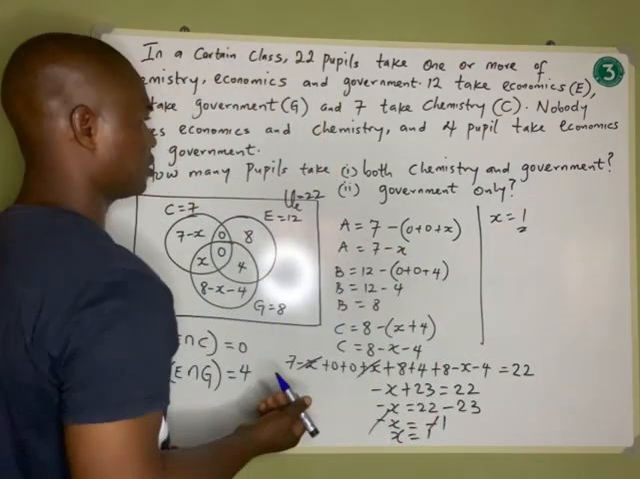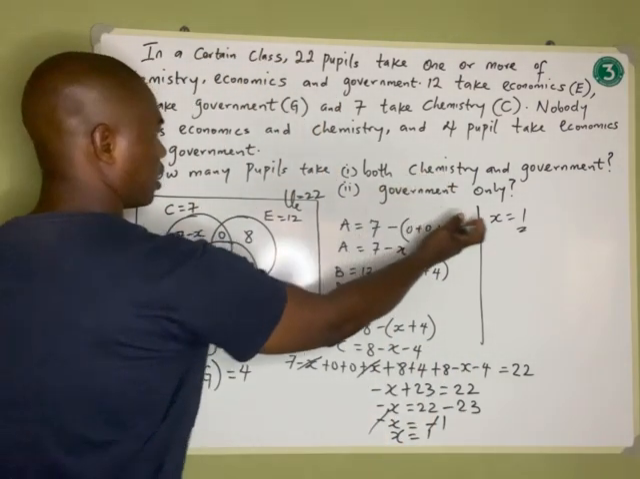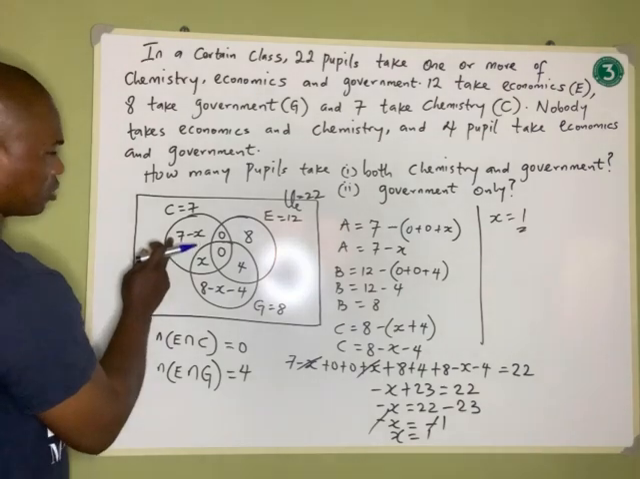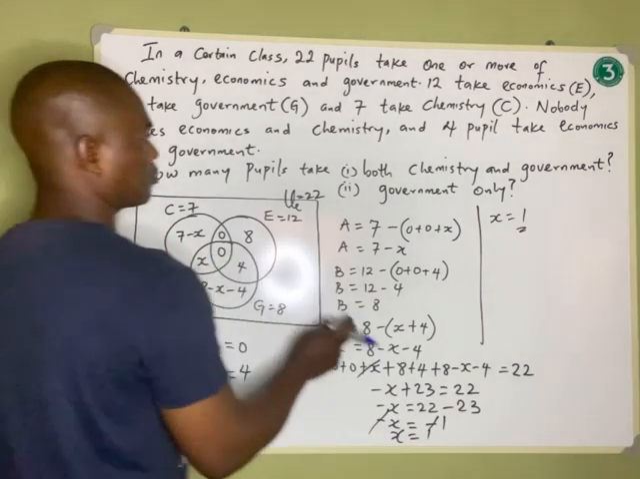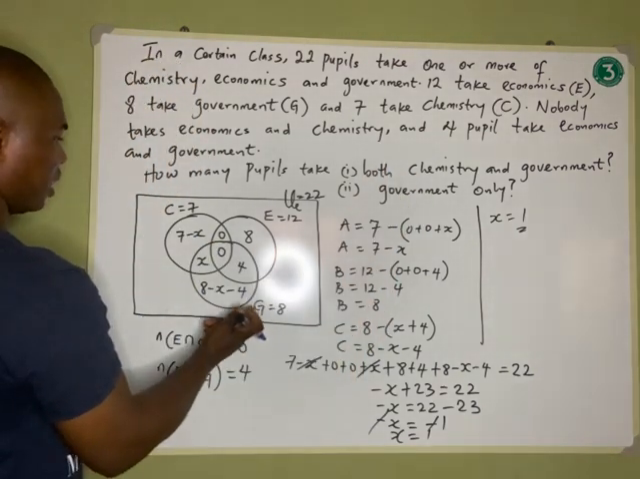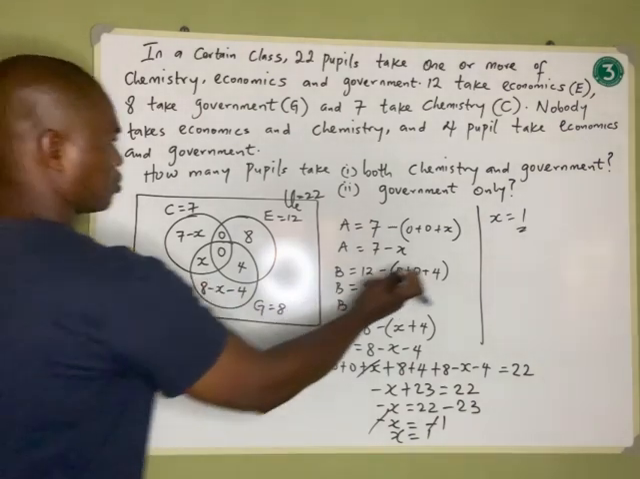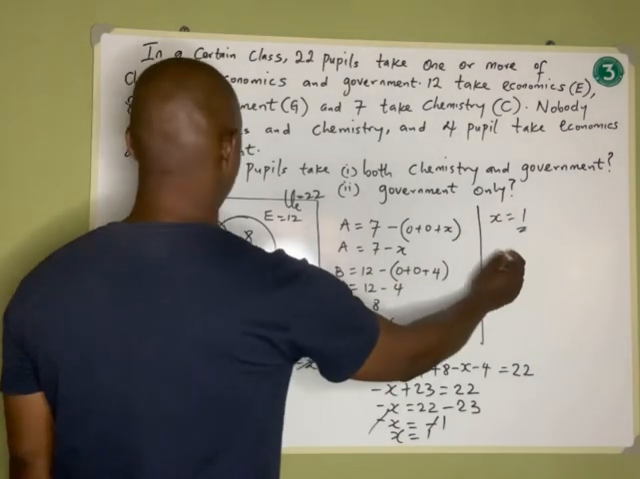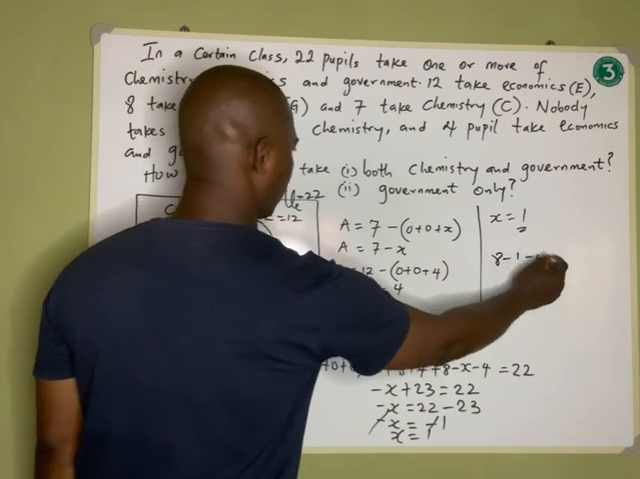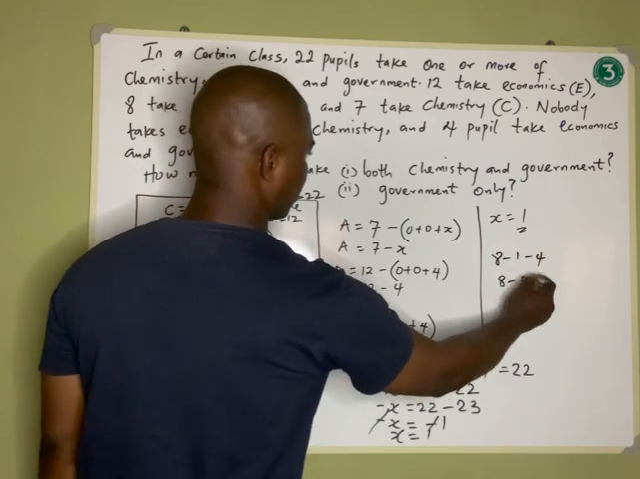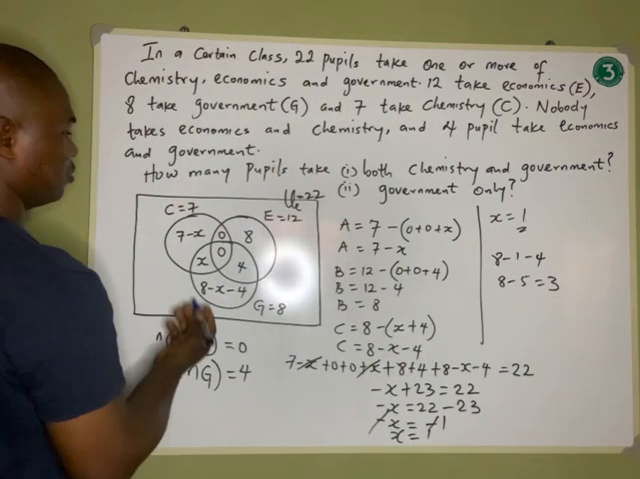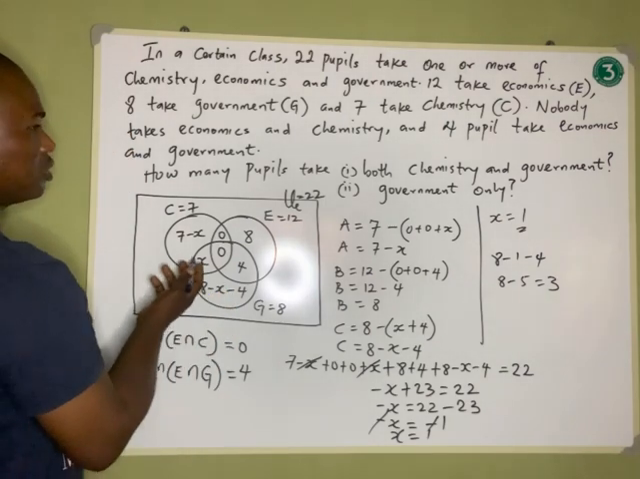So the number of students that takes both chemistry and government, which is this, chemistry and government, will be equal to 1. Now, government only. Now, this is my government only. I need to substitute. Anywhere I see x, I will substitute 1. Now, I will have 8 minus 1 minus 4. That is 8 minus 5, which is equal to 3. So the number of pupils that takes government only is going to be 3.